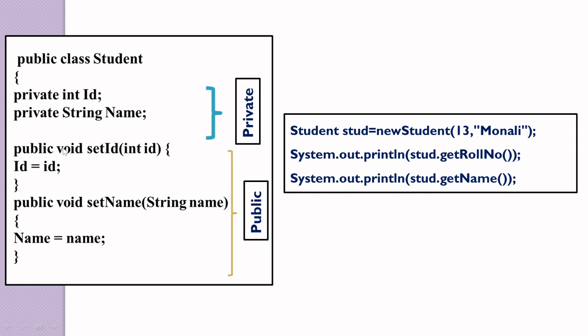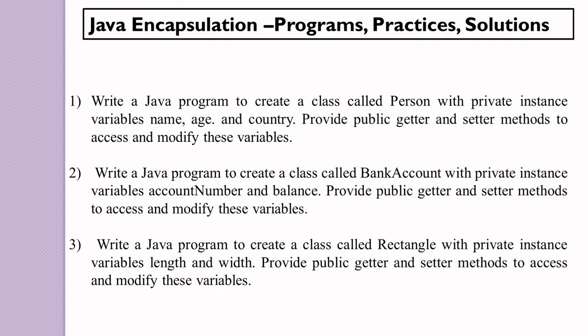So we use getter and setter methods. By using getter and setter methods, we can access these attributes or data members. These getter and setter methods are made public. So in encapsulation, we make data members private, and if you want to access them from outside the class, we use its methods. This is called data hiding. Next we'll discuss programs of encapsulation.